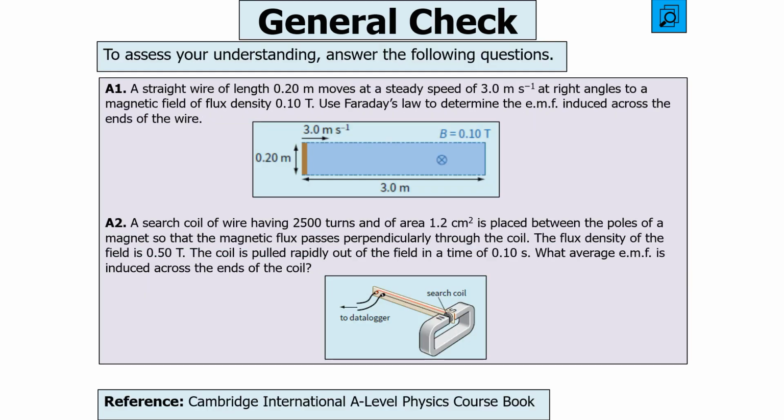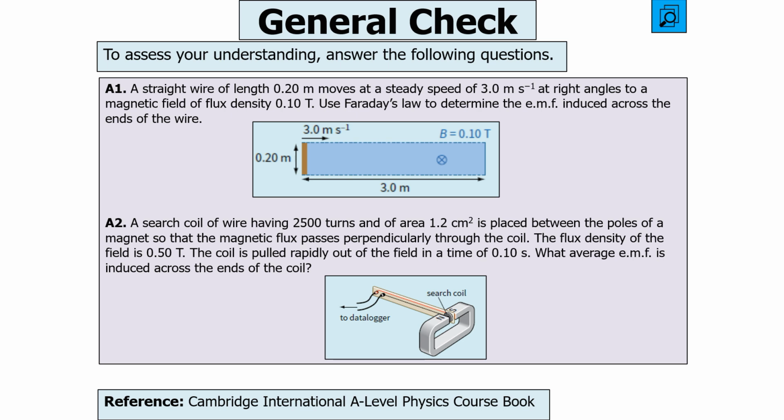The next question says, a straight wire of length 0.20 meters moves at a steady speed of 3.0 meters per second at right angles to a magnetic field of flux density 0.10 teslas. Use Faraday's law to determine the EMF induced across the ends of the wire.